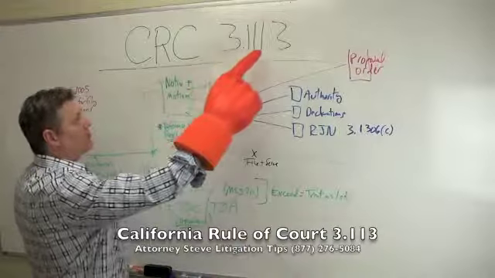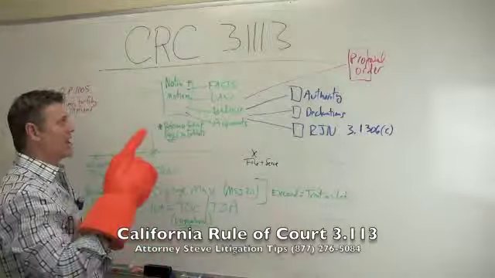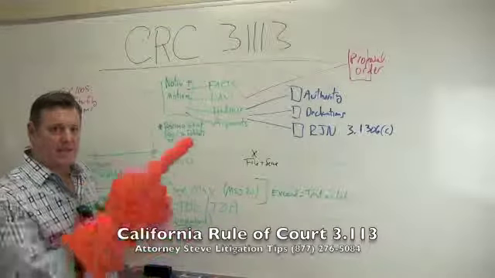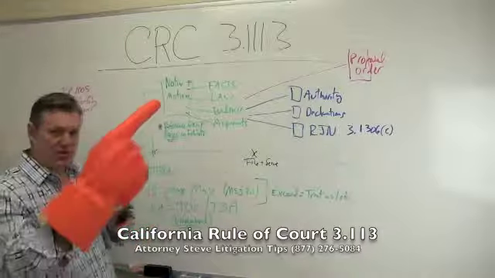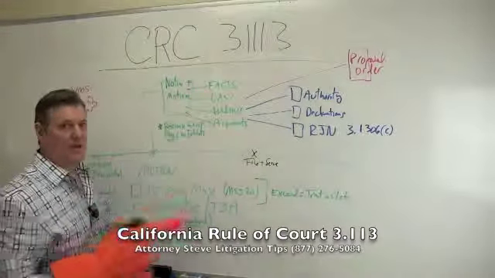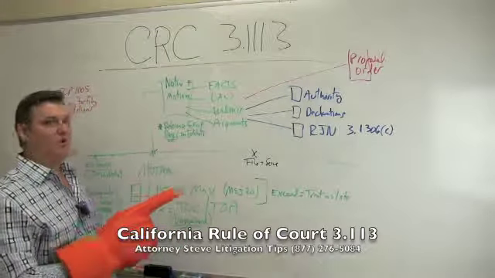This is 3.1113. You're going to file your notice of motion and your motion. Now, in most cases, that would be put in the same document. You would put your notice of motion, and then you would just continue on with your motion, your memorandum of law and authority, and those kinds of things. So bear that in mind.